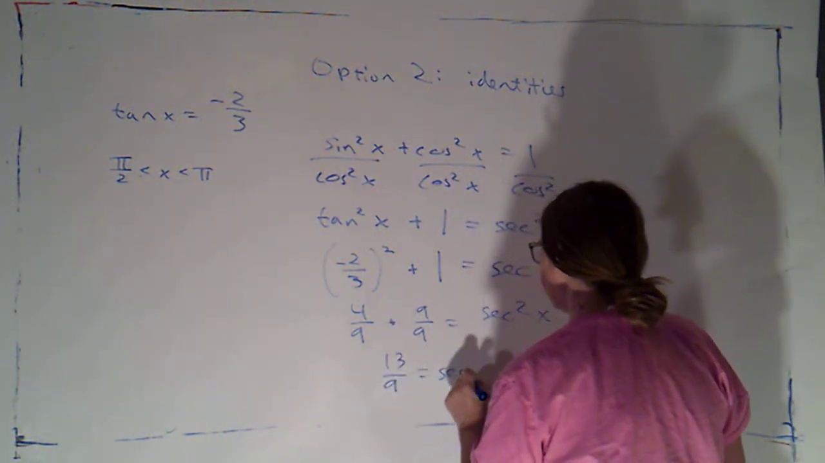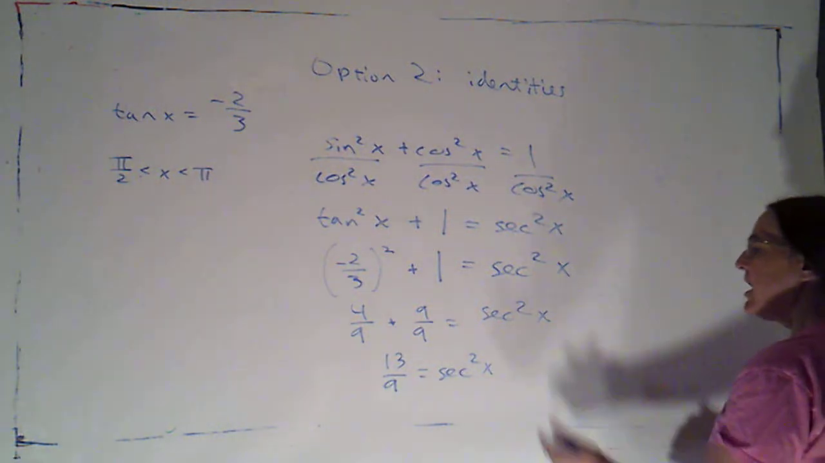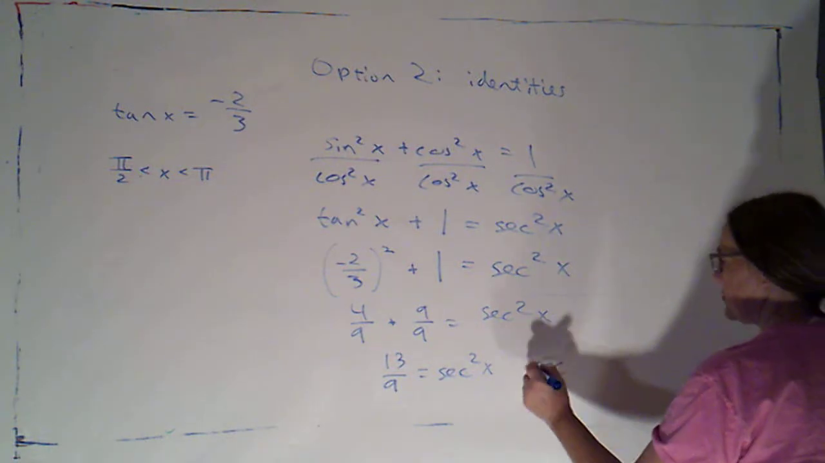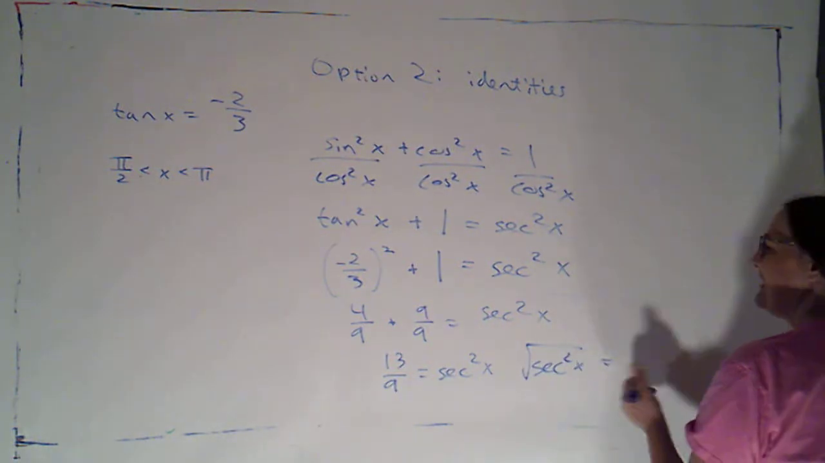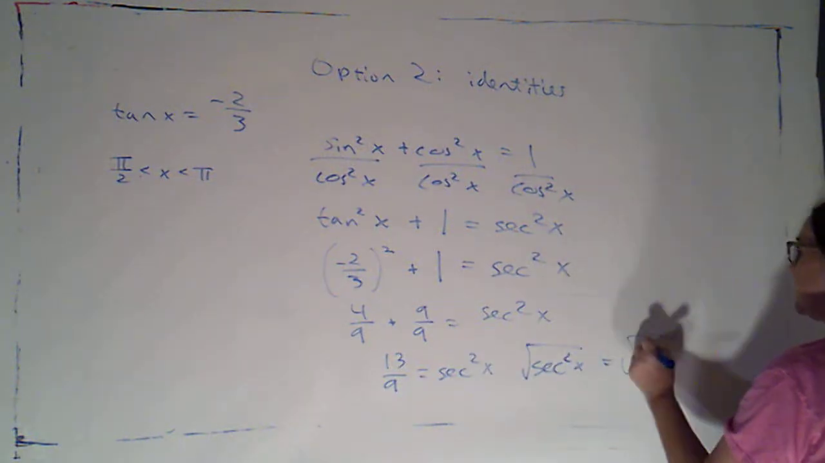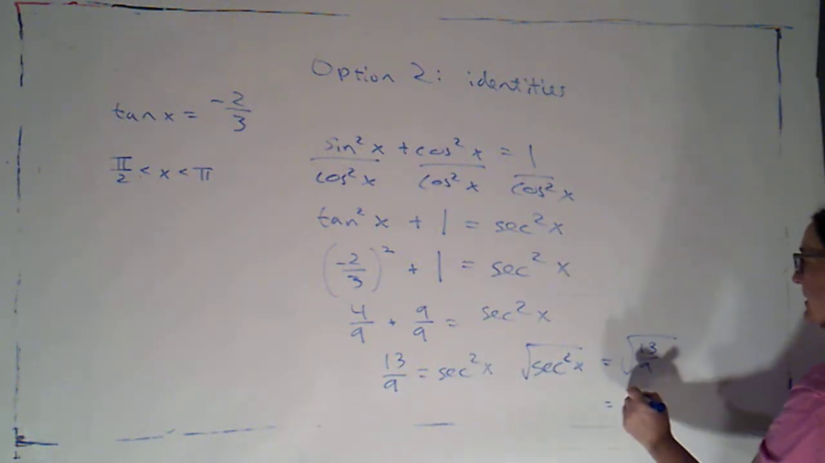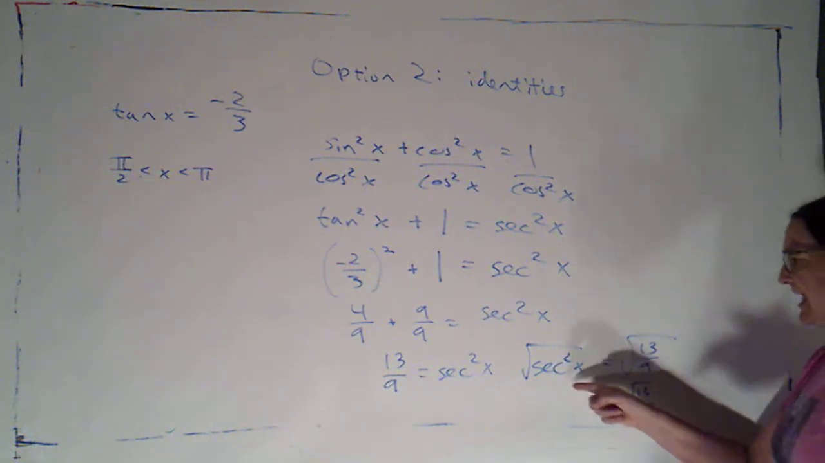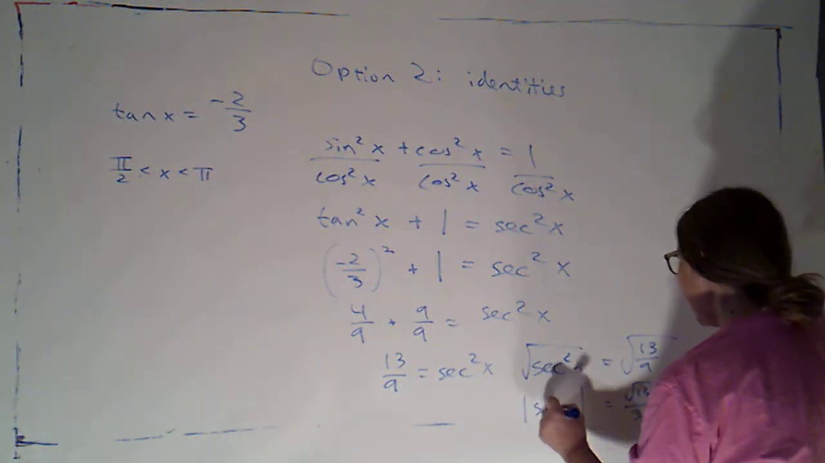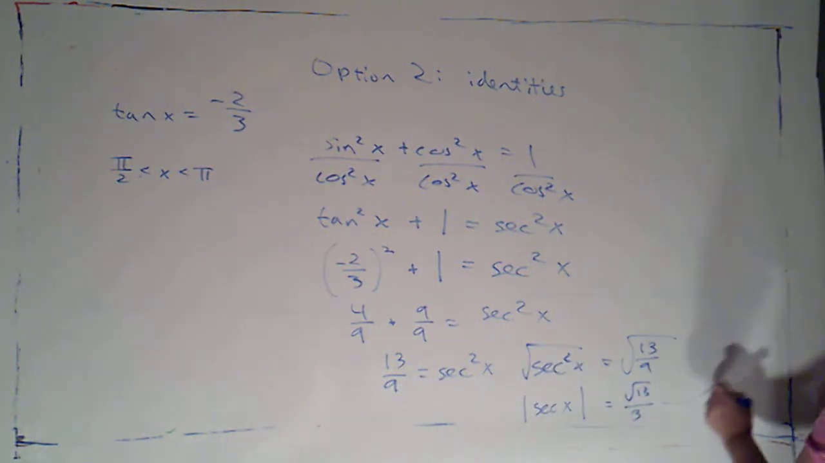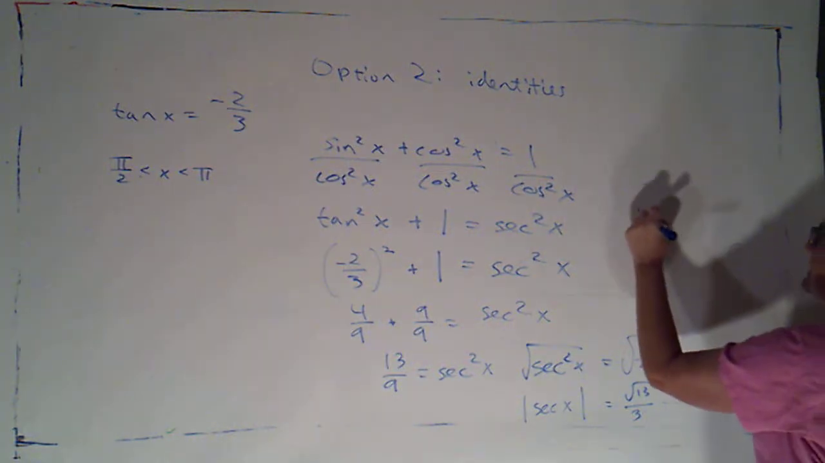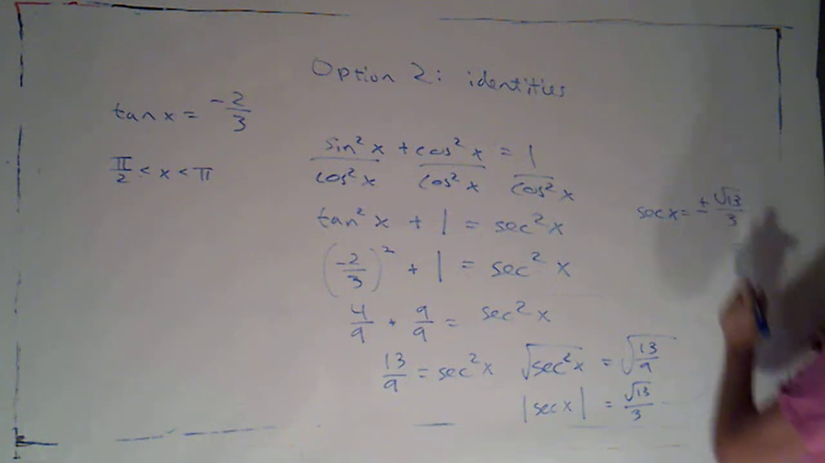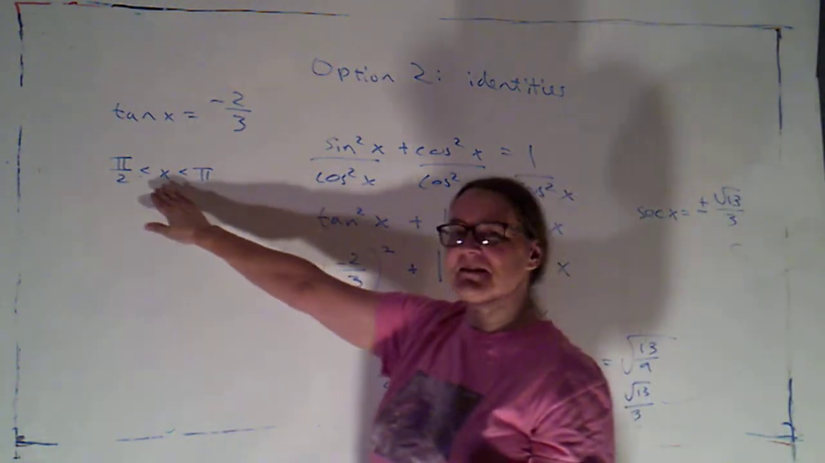13/9 is equal to secant squared x. So now I can take the square root of both sides. So secant, the square root of secant squared x, is going to be the square root of 13/9. Now here, that's just going to be the square root of 13 over the square root of 9, which is 3. This, remember, isn't just secant, it's the absolute value of secant of x. So that's going to take me to secant of x is either plus or minus root 13 over 3. And that's where I need to use this information.